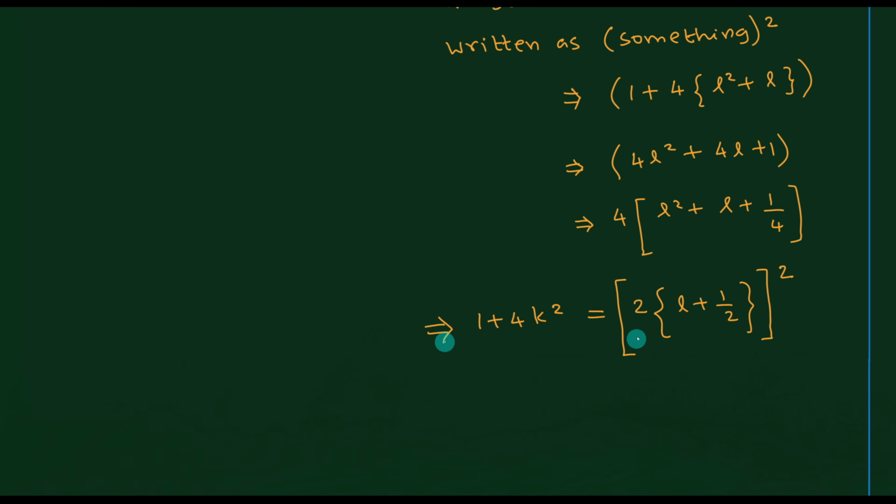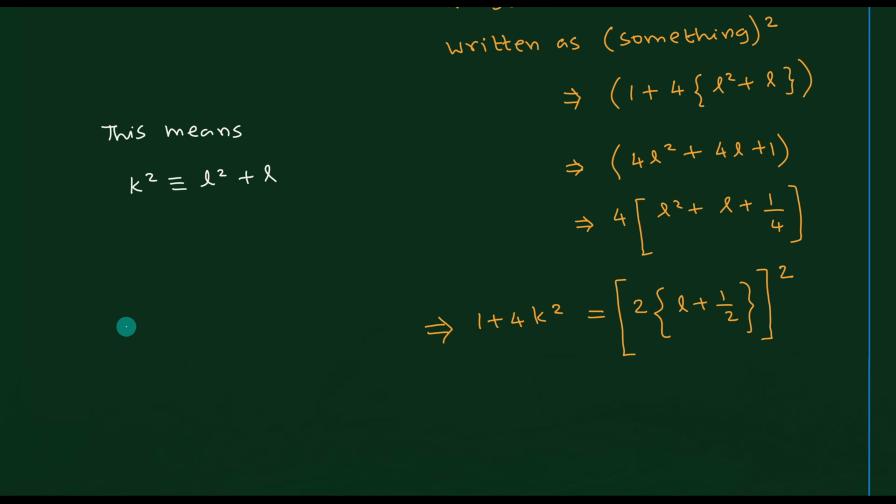The advantage is that the whole quantity 1 plus 4k square has been rewritten such that there is a power 2 coming. If you put a square root here, the square root will cancel the 2, and L happens to be another integer. So this is how one can slightly modify the expression, as an example of how we can write it like this.